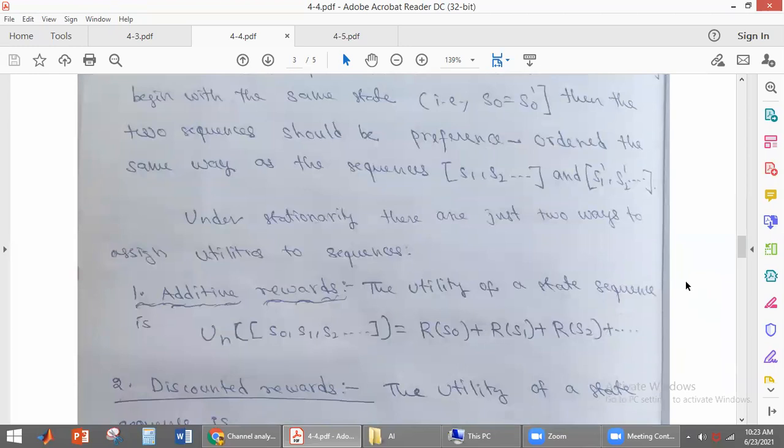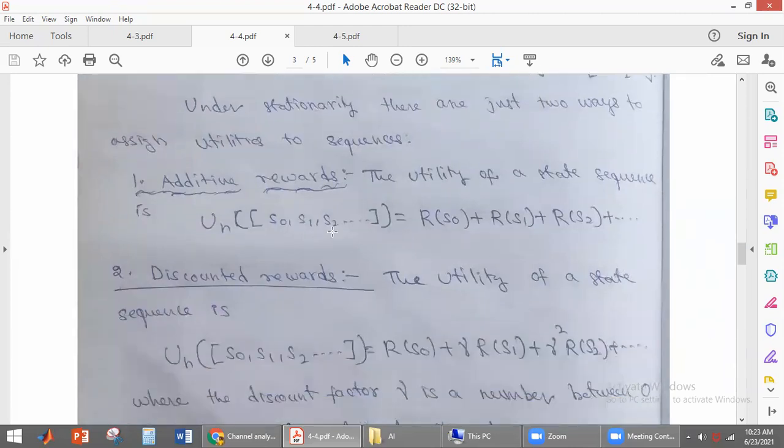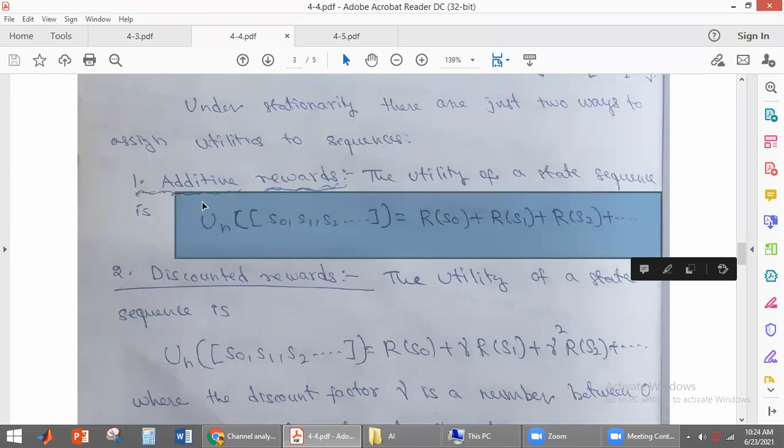In that case, we have two ways to assign utilities to sequences. How do we assign the utilities for sequences here? We assign the utilities using two methods, students. The first one is additive rewards. In additive rewards, we are just adding the rewards of each and every state the agent visits. See here, what is the utility of the environment history S0, S1, S2, and so on? S0 is the initial state.